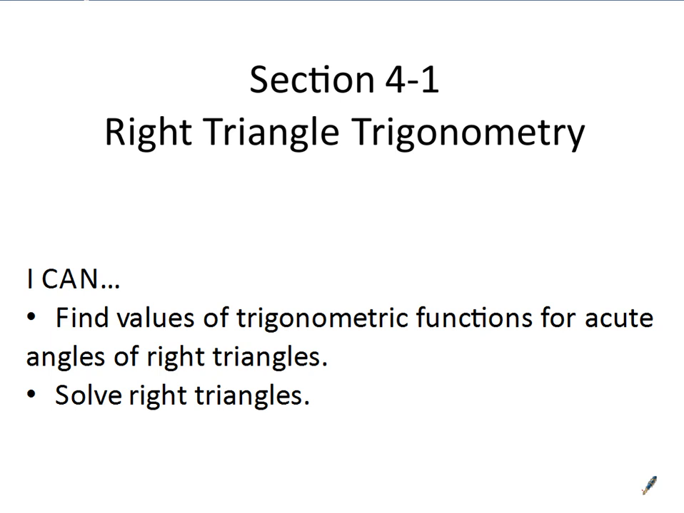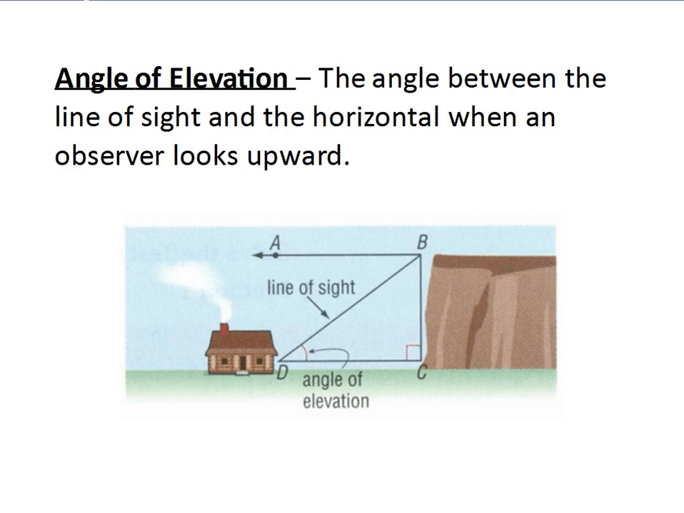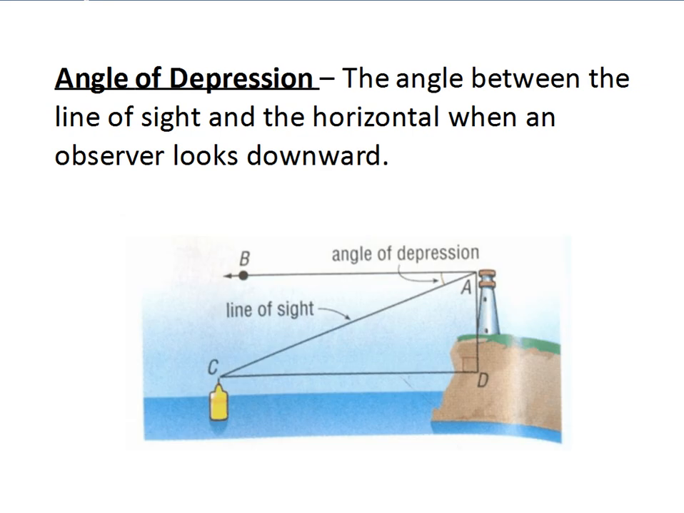This is section 4.1 part B, right triangle trigonometry. When you're using trigonometry, the angle of elevation is the angle between the line of sight and the horizontal when an observer is looking upward. So our angle of elevation would be down here. A person standing down here is looking up at the top of the cliff, so their angle is looking up. That's an angle of elevation.